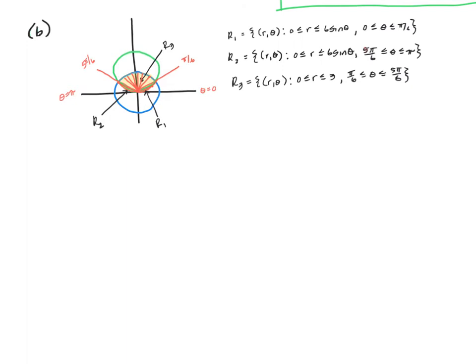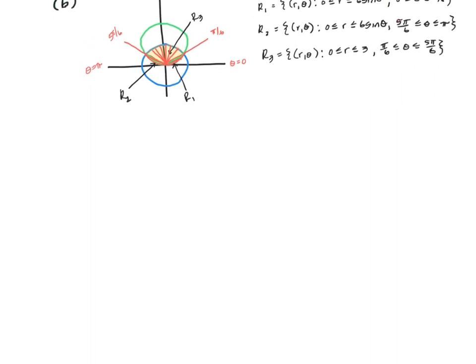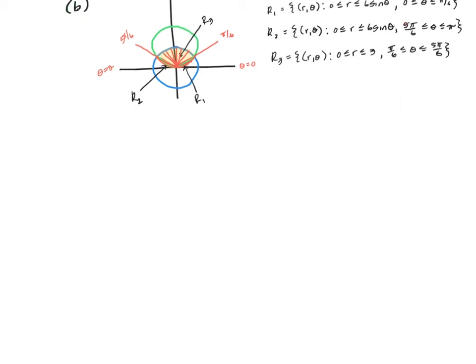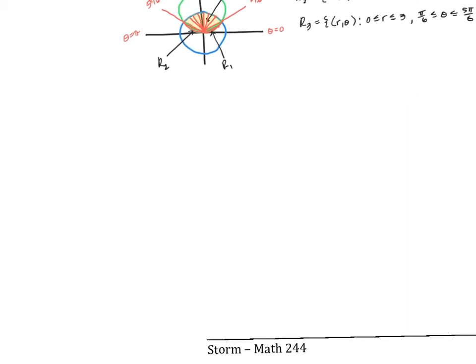So now if I set up my integral, since I have 3 separate regions, I have to set up 3 separate integrals. I'm going to have the integral from 0 to pi over 6, r from 0 to 6 sine theta, of my function of r, theta, r dr d theta. So that would be region 1.